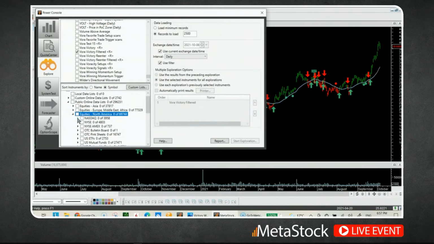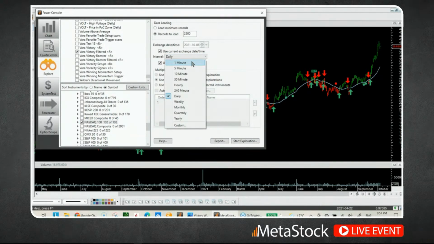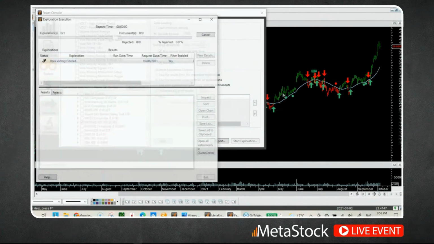Equities. Let's look at, what do we have here? Where are the index constituents? Here we go. So we'll select the Dow 30, for example, say the NASDAQ 100. Okay, let's try that. And then we go over here and we select our time frame. So if you're a 1 minute trader, you can select the 1 minute, 5 minute, whatever you want. I prefer to use the daily. And then click Start Exploration.